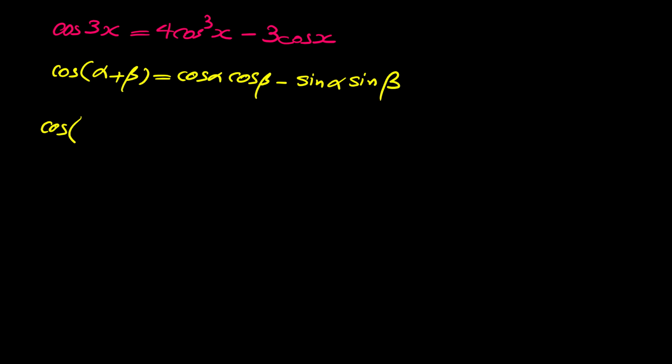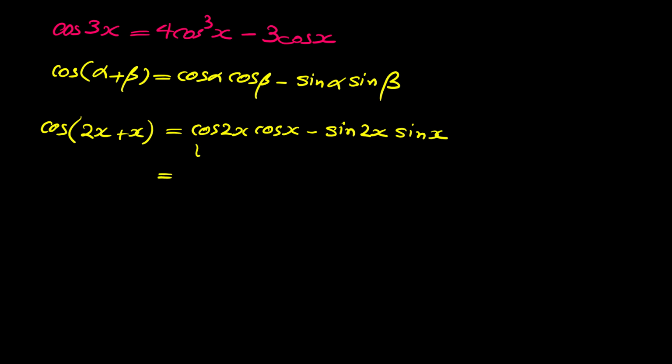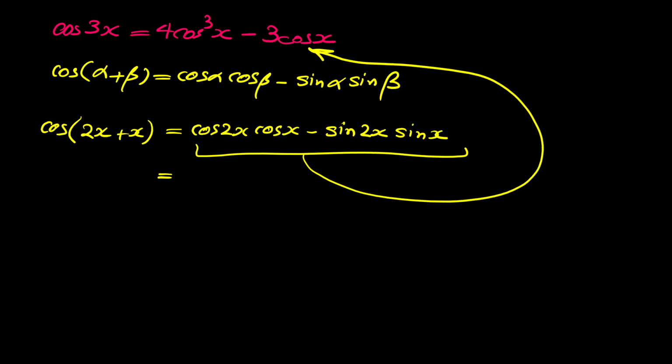Now, let's suppose angle alpha in this relation is 2x and angle beta is x. Then, by using this relation, cosine of 2x plus x equals cosine 2x cosine x minus sine 2x sine x. Attention, we want to prove that this equals this expression. So we have to write sines in terms of cosine, and we have to write this double angle in terms of x.